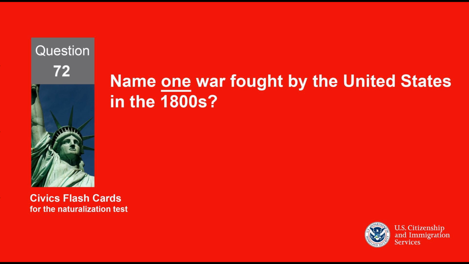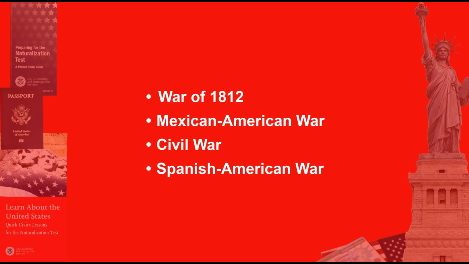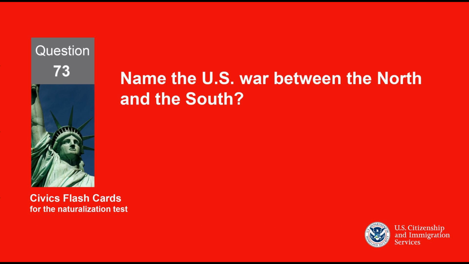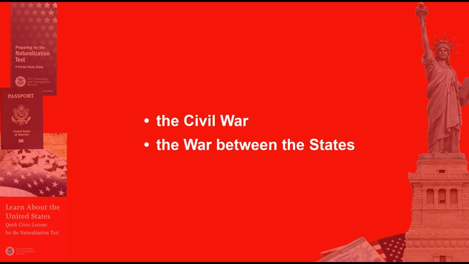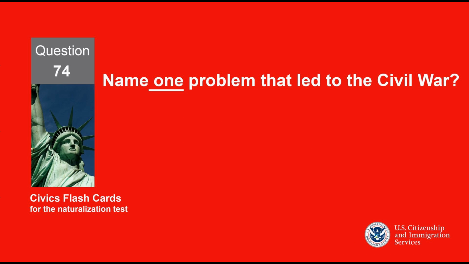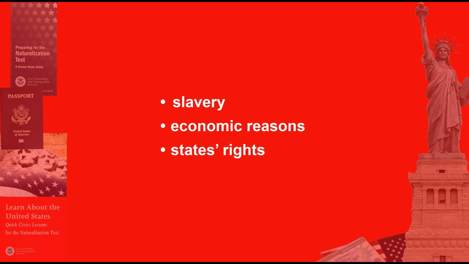Name one war fought by the United States in the 1800s. War of 1812. Mexican-American War. Civil War. Spanish-American War. Name the U.S. war between the North and the South. The Civil War. The war between the states. Name one problem that led to the Civil War. Slavery. Economic reasons. States' rights.